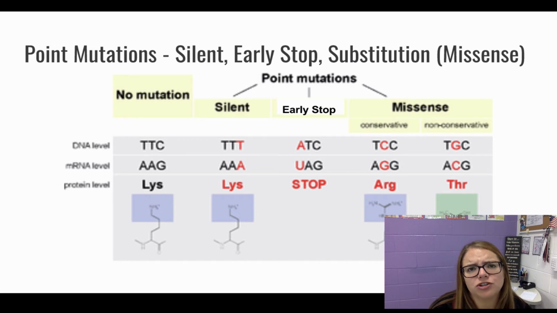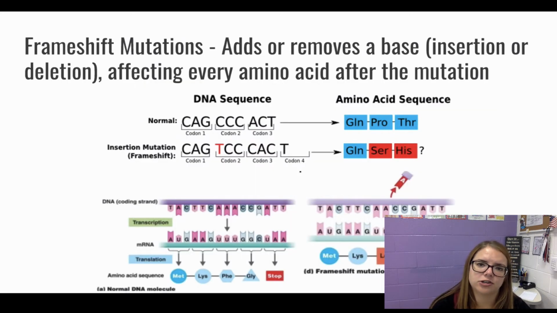So all point mutations involve swapping just one little nucleotide, right? You're swapping an A for a C, something like that. So it's just one switch in that DNA. So point mutations happen quite a bit. And again, three types of point mutations. The other kind of gene mutations are called frameshift mutations.